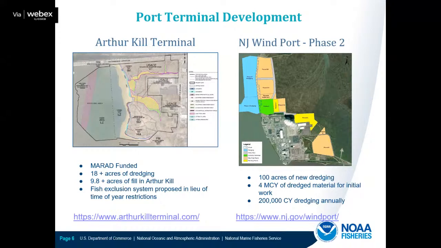So phase two is an expansion of this facility to add more space for berthing and manufacturing and more lease space for other developers. This new second phase includes about 400 million cubic yards of dredging, and another 200,000 cubic yards dredged annually over 100 acres. What we're looking at right now with this project is the beneficial use opportunities for all of this dredged material.